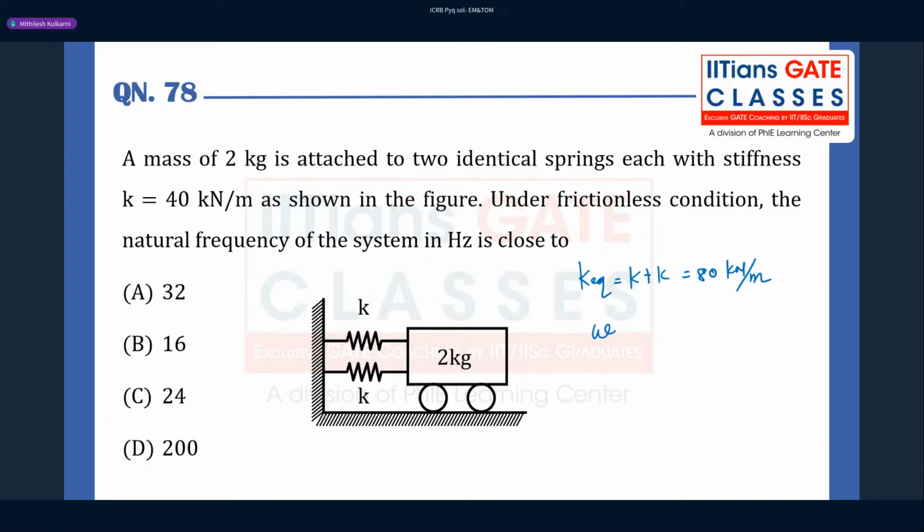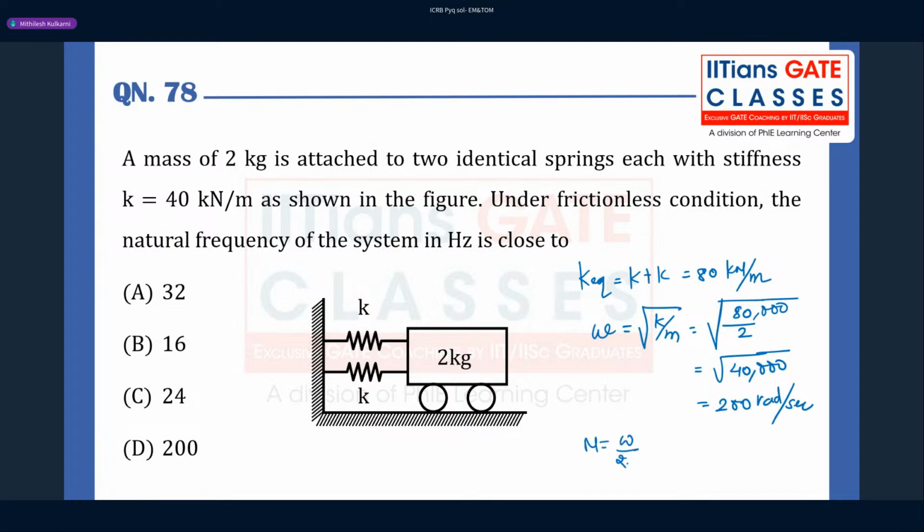So let's calculate omega first. Omega is equal to root of K by M, is 80 divided by 2. 80 kilonewton per meter, so 80,000 you can say. So it will be under root of 40,000, which is 200 radian per second. So the natural frequency n is omega divided by 2 pi. So it is 1 upon 2 pi into 200. So it is 100 divided by pi, which is approximately equal to 32. Hence option A is correct in this case.